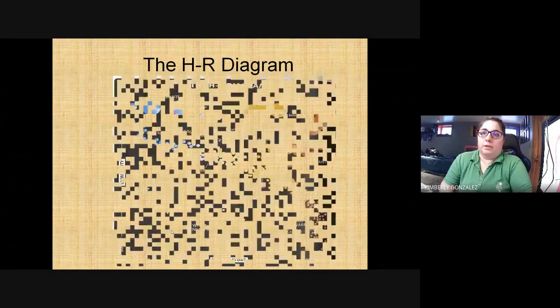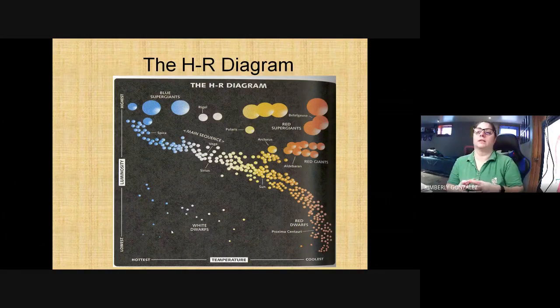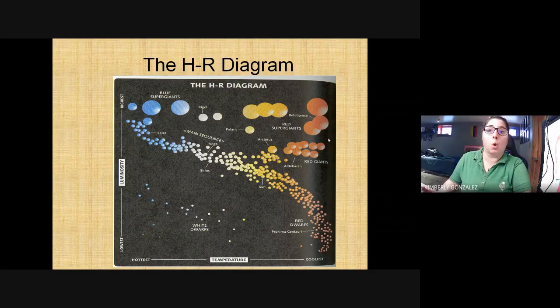Let's talk about that HR diagram. I love this picture better because it does give you the sizes of the stars. It gives you the colors of the stars, so it's showing you also how hot they are. And again, you can see that you can have blue supergiants, which are very large. You can have yellow supergiants. You can have red supergiants, which are colder, but they're still larger.